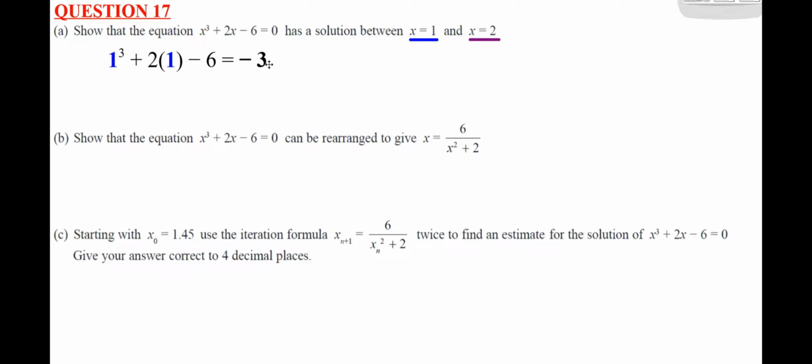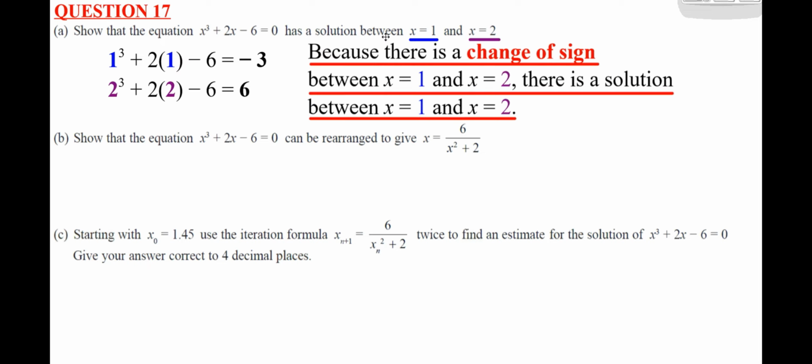So when x is 1, this equation becomes 1 cubed plus 2 lots of 1 minus 6, which is minus 3. So that answer's clearly negative. It doesn't even matter if it was negative a million. The main thing is it's negative. The next one, when x is 2, we get 2 cubed plus 2 lots of 2 minus 6, which is 6, which is positive. So it's gone from negative to positive.